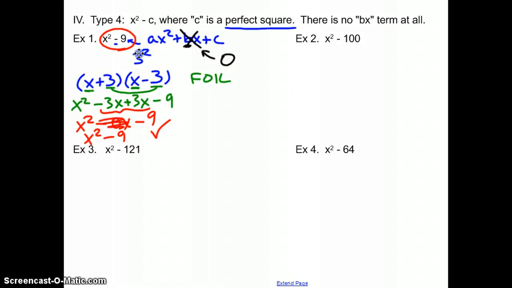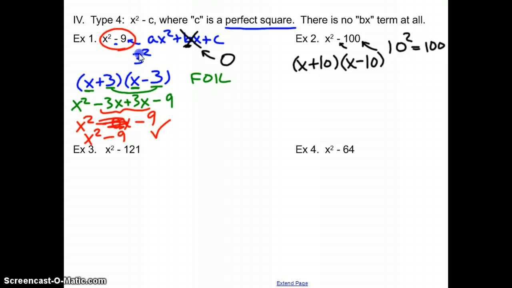Let's look at example 2. Example 2 has a perfect square, 100. That would be a value of 10 squared, or 10 times 10 is 100. So I make my parentheses. I know that I'm going to have an x at the beginning of each. I know that one is going to be positive and one is negative because this thing must multiply to be a negative number. And I insert my perfect square value, 10 and 10.